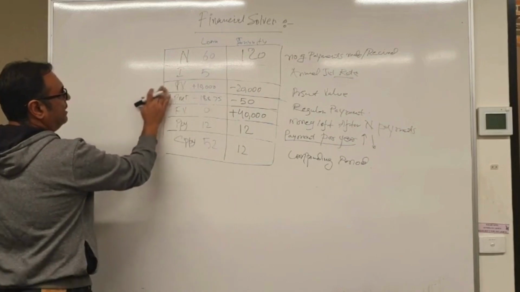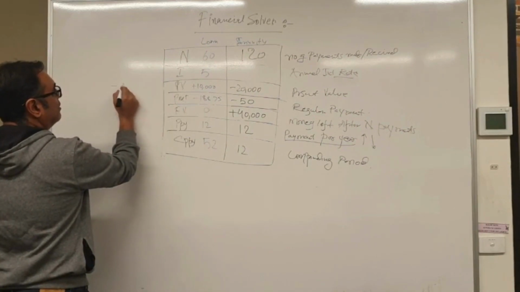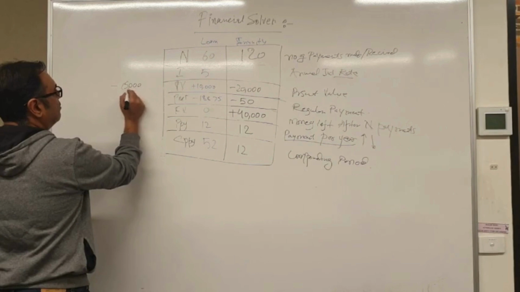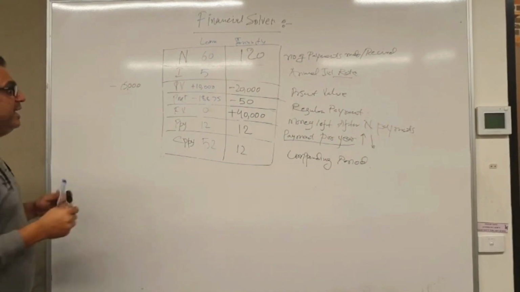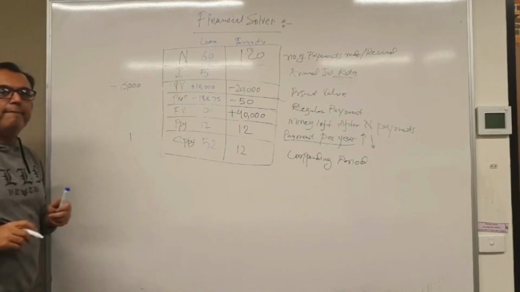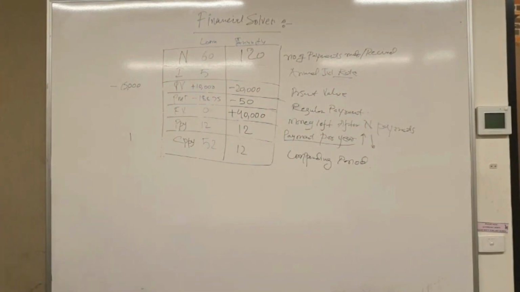Arman puts $15,000, compounds annually. So your PV is what? Negative 15,000. Correct? Compounds annually. CPY is 1. Yes or no? Next.